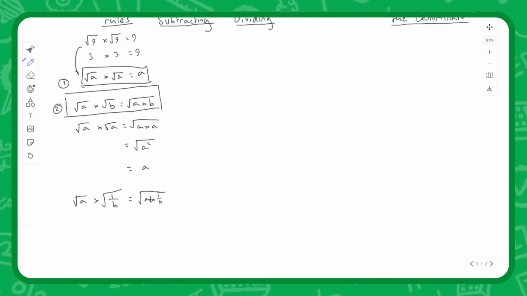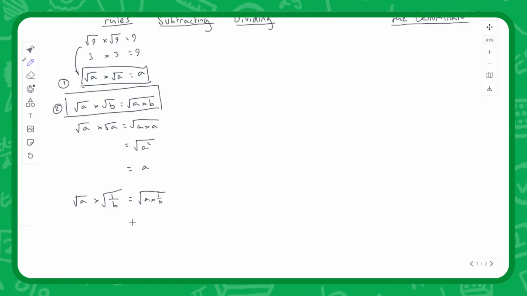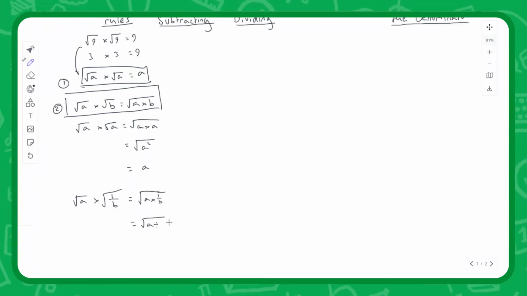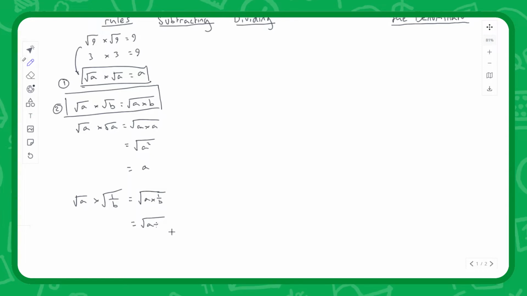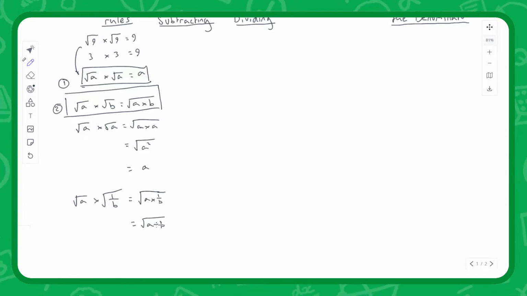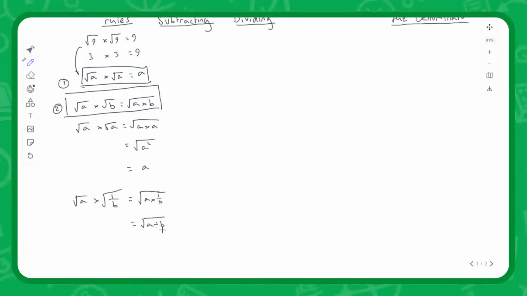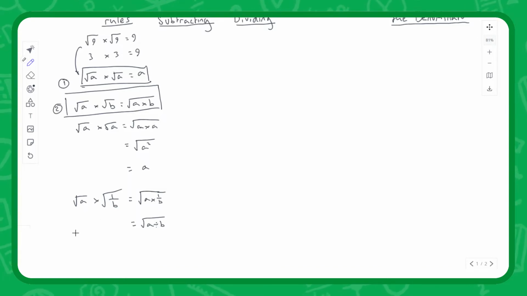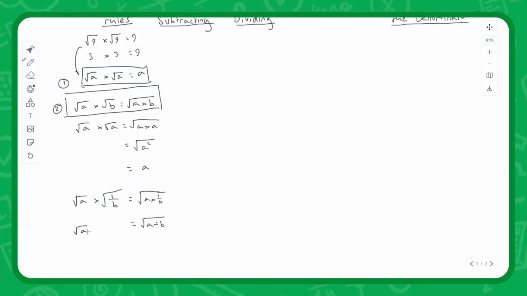Well, we know that a times 1 over b is the exact same as a divided by b, right? 20 times a quarter is 5, or 20 divided by 4 is also 5. So I can either times by 1 over b or I can divide by b. And likewise with this, I can either times by the square root of 1 over b, or I can divide by just the square root of b.